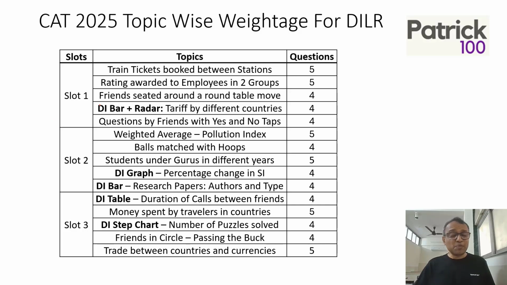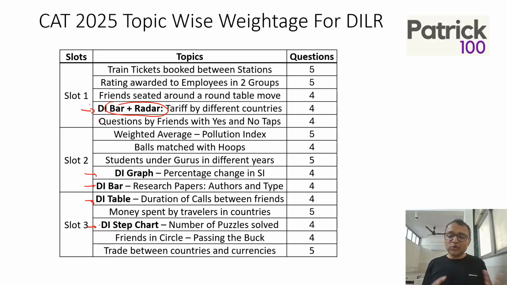If I break it up into DI and LR, in slot 1 there was one DI set with bar and radar. In slot 2, there were two. In slot 3, there were two. But even if there were two sets of DI, there was also logical data. So you have to interpret logical data with the bar graph and then solve.